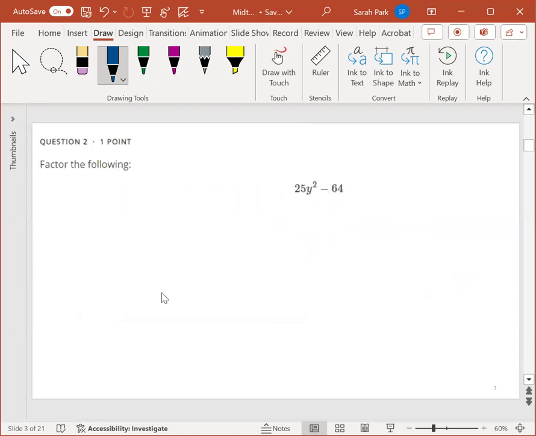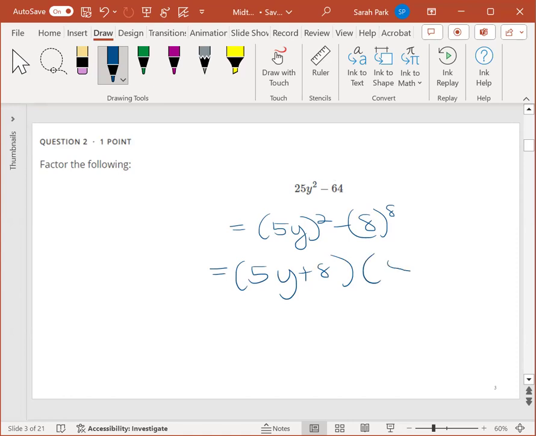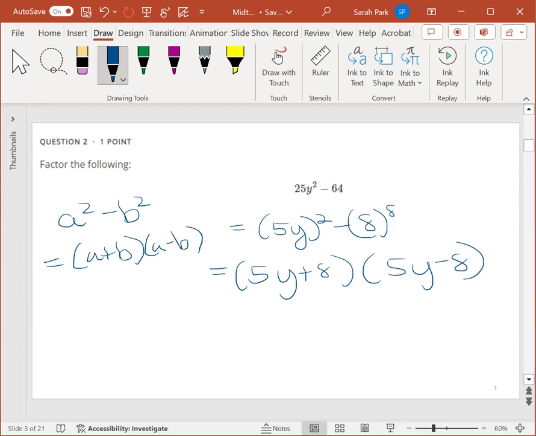Okay, question 2, factor the following 25y squared minus 64. This is a difference of perfect squares because we know the square root of 25y squared is a perfect square, and so is square root of 64. We can think of this as 5y squared minus 8 squared, and then that factors as 5y plus 8, 5y minus 8. And that's in general, a squared minus b squared factors as a plus b and a minus b.